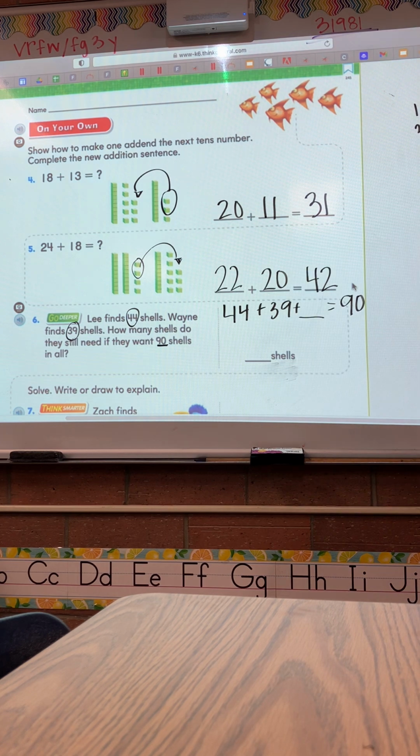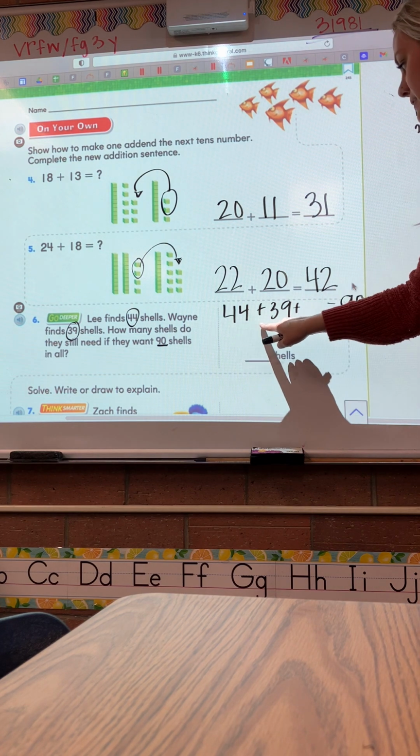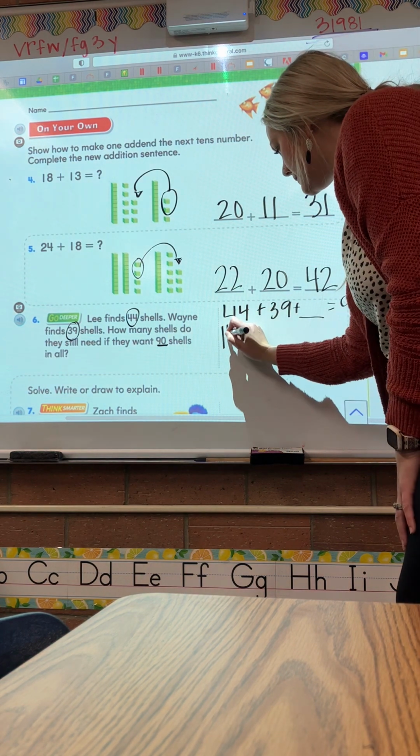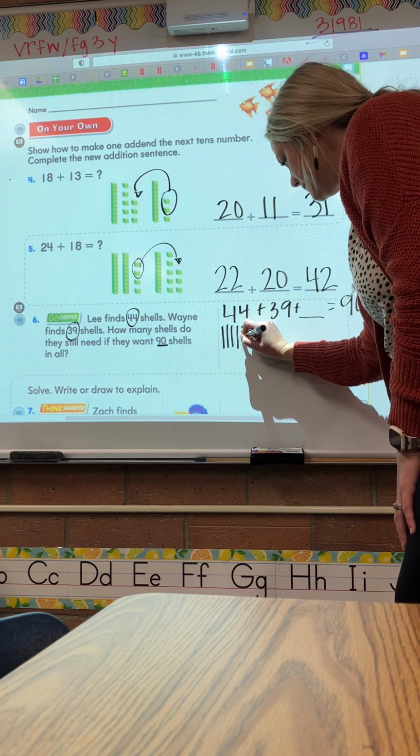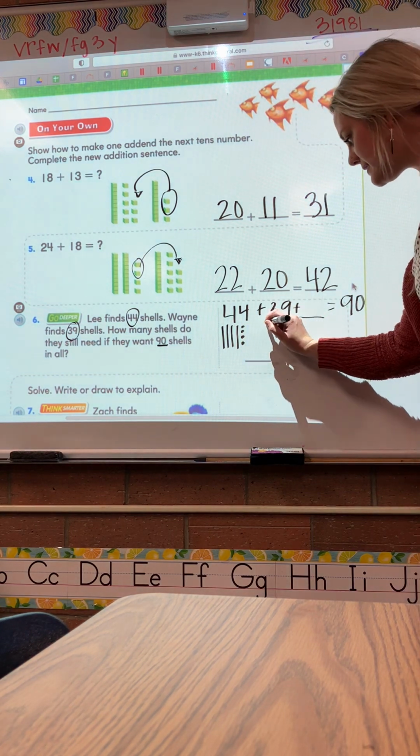If you want to pause and try to solve it on your own, go ahead and we'll see if we match at the end. Otherwise, I'm going to solve. So what I'm going to do is draw 4 10s and 4 1s. Then I'm going to draw 3 10s and 9 1s.